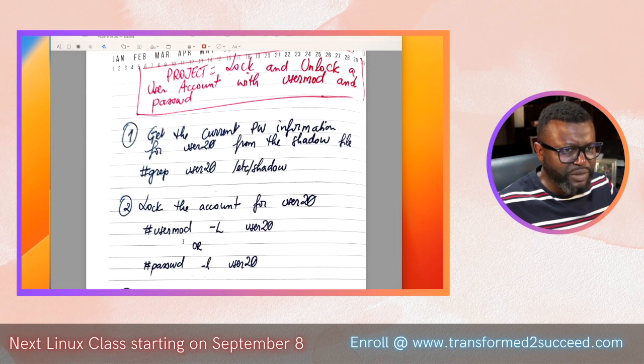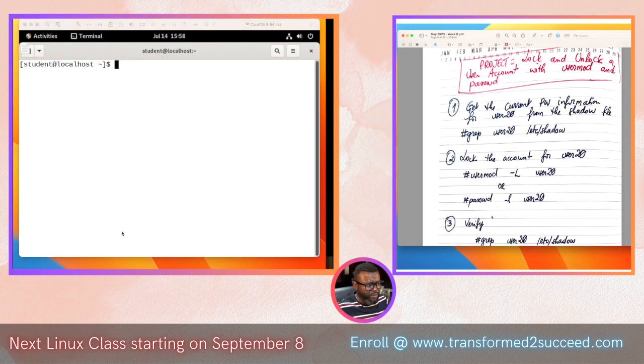Let's look at something quickly. I'm going to take you to the command line. On the command line, we are going to get the current password information for user20 from the shadow file. The /etc/shadow file is the file where you store information about the password of a given user. So usermod, as I said, is to modify, and that's what we're going to use here. The notes that you have displayed here, that's what I have on my notebook.